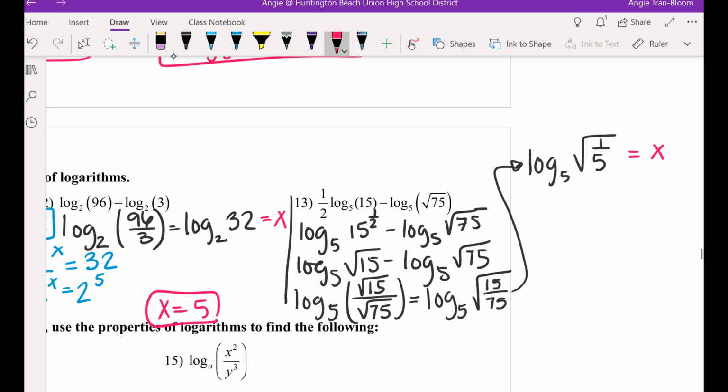Okay. Then let's write it in exponential form. What do we do? 5 to the power of x equals square root of 1/5. Now it's really algebra. You got the log stuff done. How do I know what x is? Common base is right. First, how would you rewrite 1/5 under the radical?